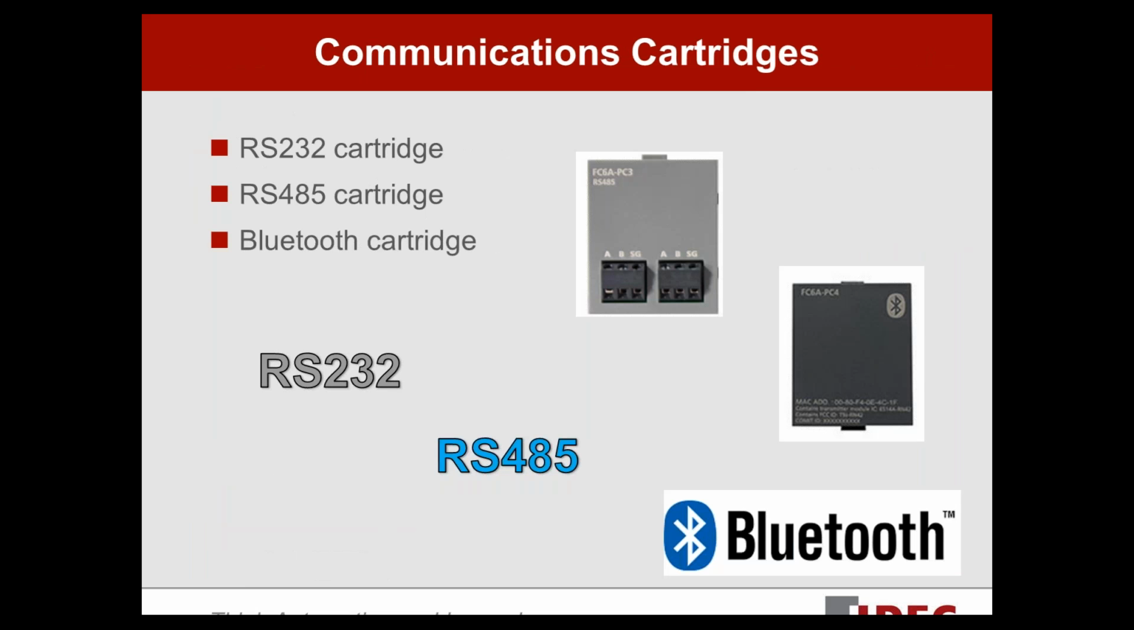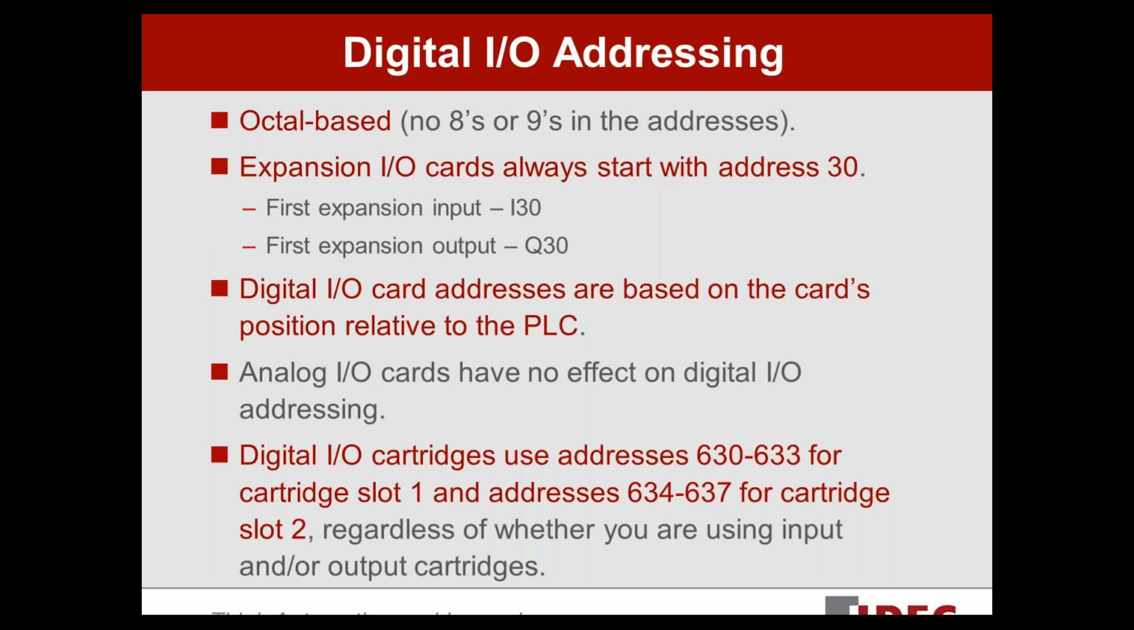And again, this is just a quick look at the communication cartridges. Again, we've got RS-232, 485, and a Bluetooth cartridge. All right. Now let's talk about digital I/O addressing.